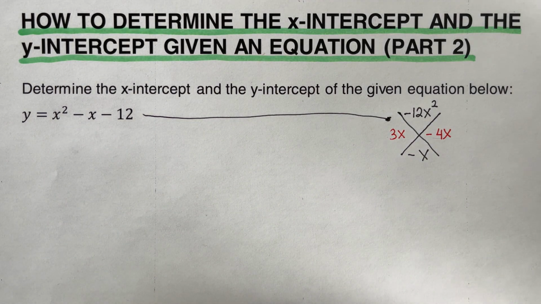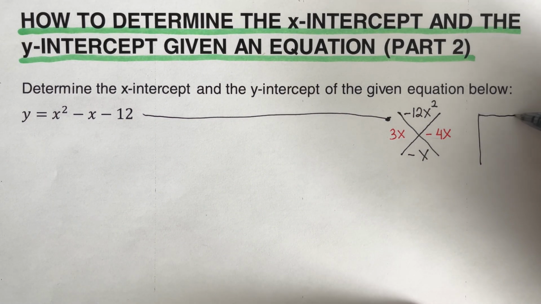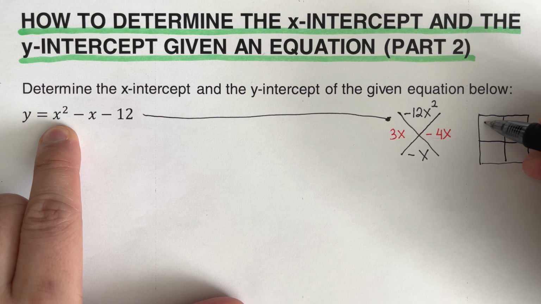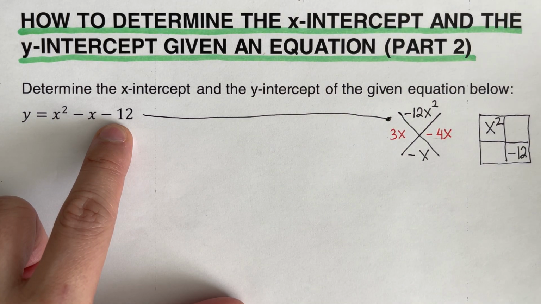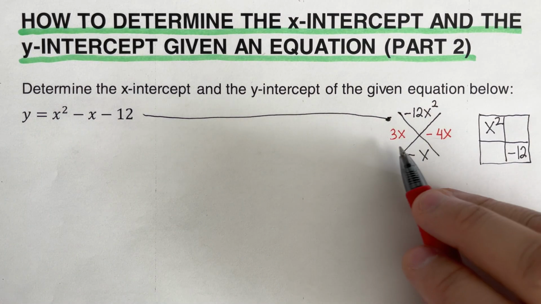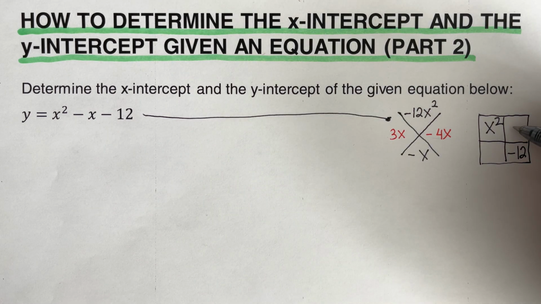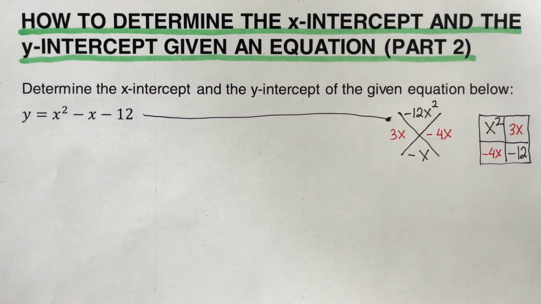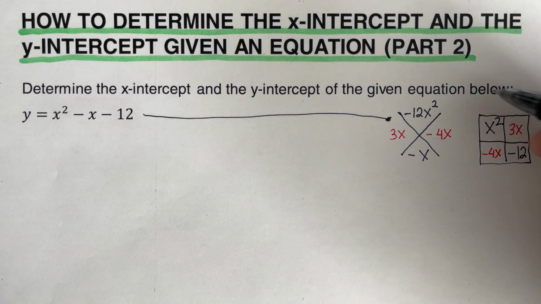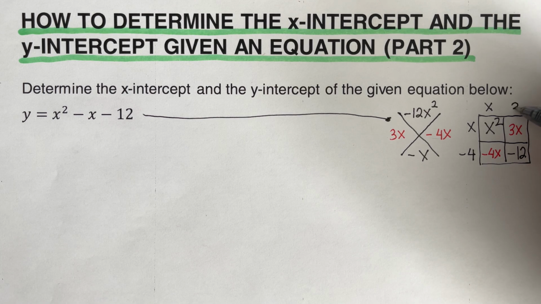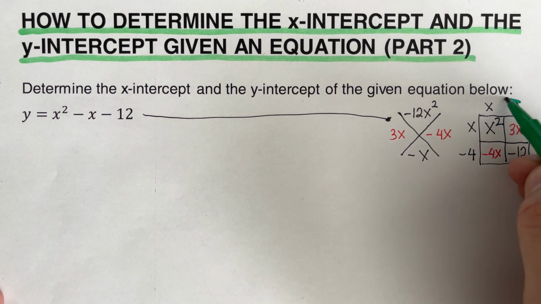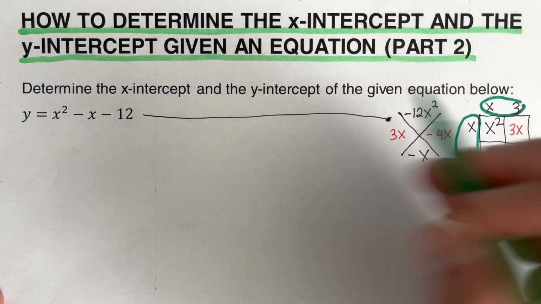Now we're ready to move on to the box. So we draw the box right here. We write the first term on this side of the box. So that is x squared. And then the last term will go down here. That's negative 12. And the ones that will go to the diagonal of this box would be these two factors that we got. So I can write the 3x here, and then I can write the negative 4x down here, so that we can go ahead and say that the factors would be x, and this is negative 4. And this one right here would be a positive 3. So these two are the factors of this given equation that we have right here.